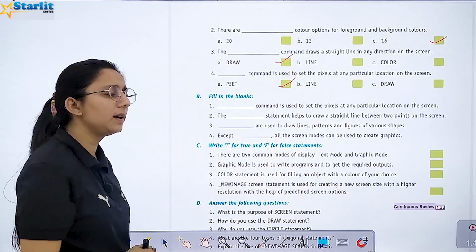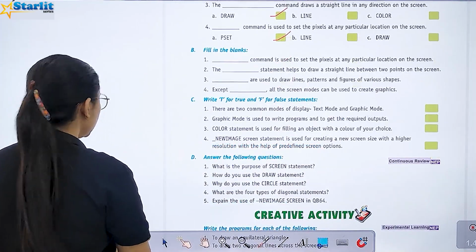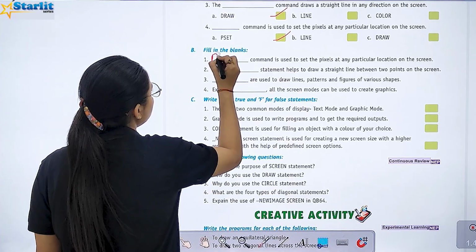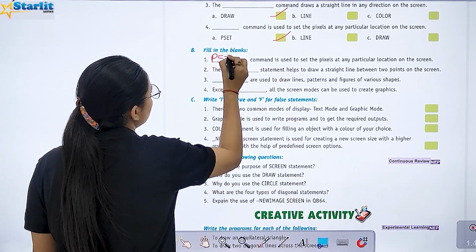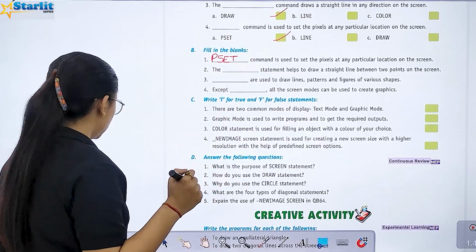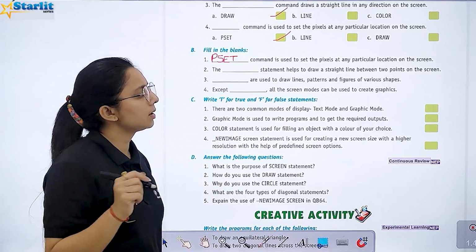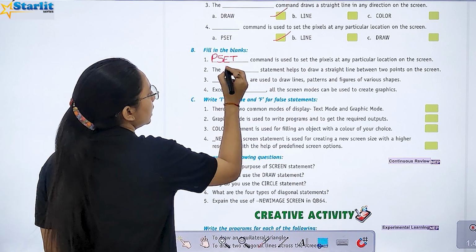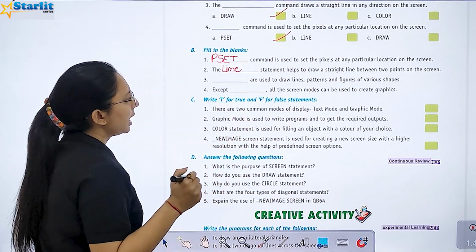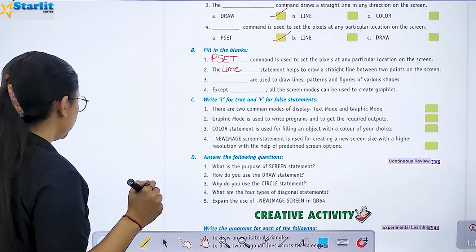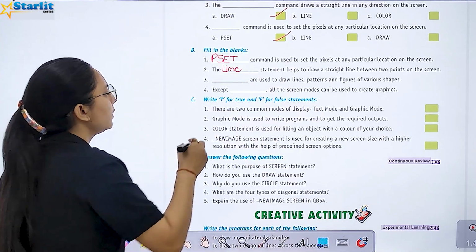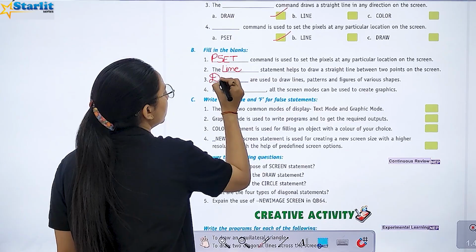Next, let's do the fill in the blanks. The dash command is used to set the pixel of any particular location on the screen. That is PRESET. The dash statement helps to draw a straight line between 2 points on the screen. That is LINE. A dash is used to draw lines, patterns, figures of various shapes. DRAW.